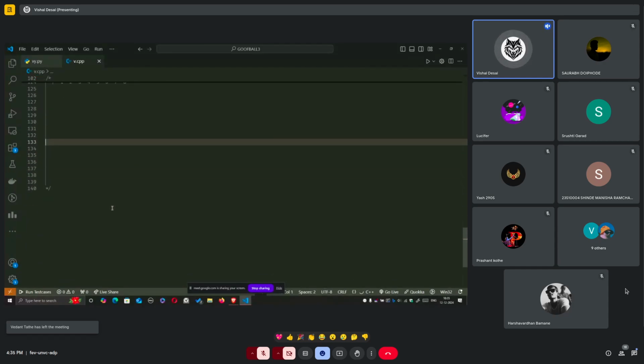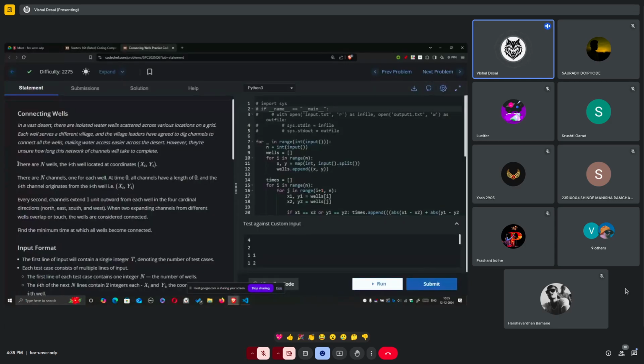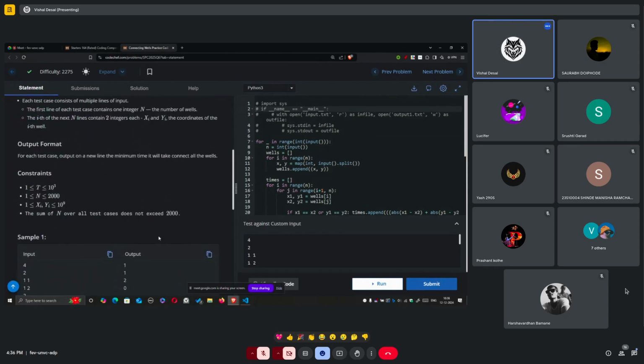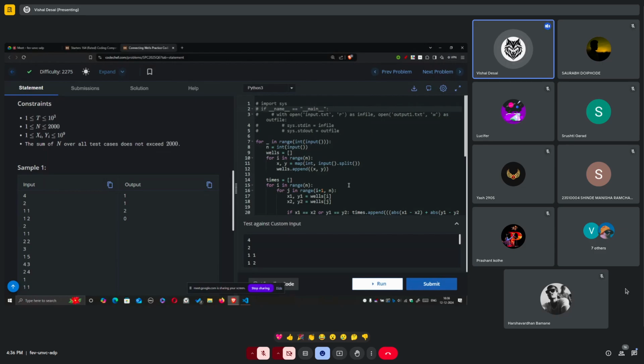Okay, so what does the question say is, there are n wells. Wells are basically kuma. Then the ith well is located at coordinates xi, yi, and there are n channels, one for each well. At time zero, all channels have a length zero, and the ith channel originates from the ith well. Every second, a channel extends 1 unit outward from each well in four cardinal directions, that is north, east, south, west. When two expanding channels from different wells overlap or touch, the wells are considered connected. Find the minimum time at which all wells become connected. Between these questions, if you have any doubt, please ask.